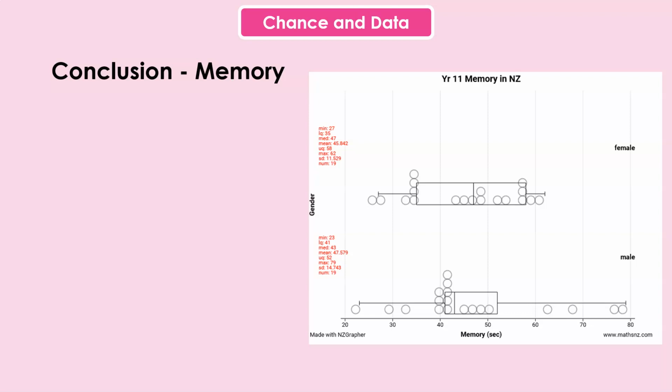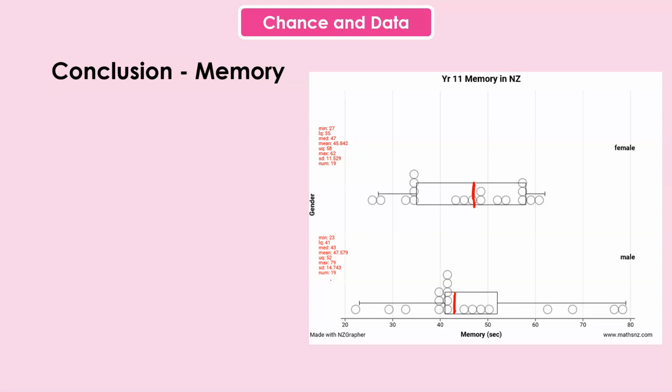So how does that work in context with our dot plots? Here we've got a graph with Year 11 memory in New Zealand. This is a sample of male and female. If we just look at the medians straight away, you'll see that the female median is higher than the male. That would suggest that males have a faster reaction time based on this sample.